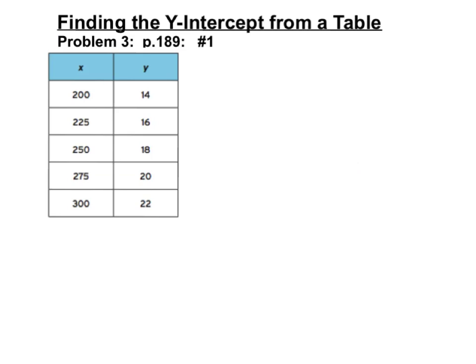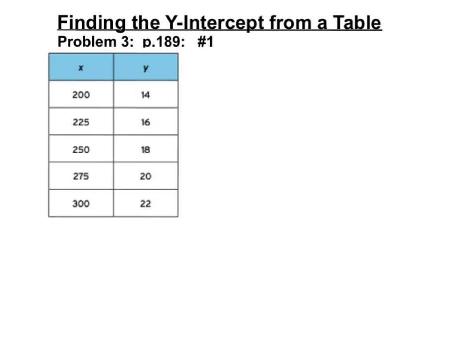All right, right now we're going to take a look at how to find the y-intercept from a linear relation given in a table. At this time, please pause the video and go get your textbook. Open up to page 189, where we'll be focusing on problem 3, determining the y-intercept from a table. If you already have your book open, great, let's move forward.